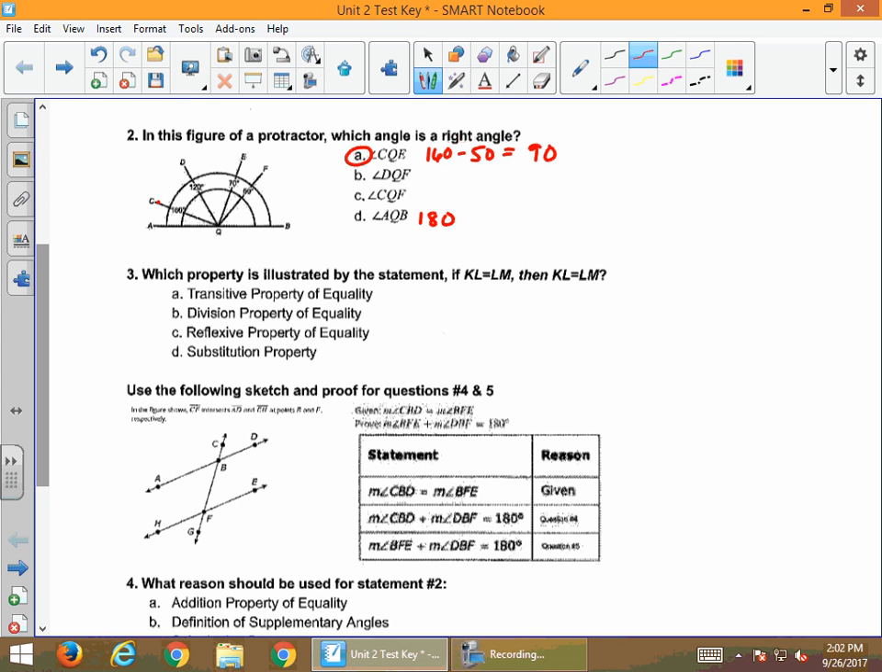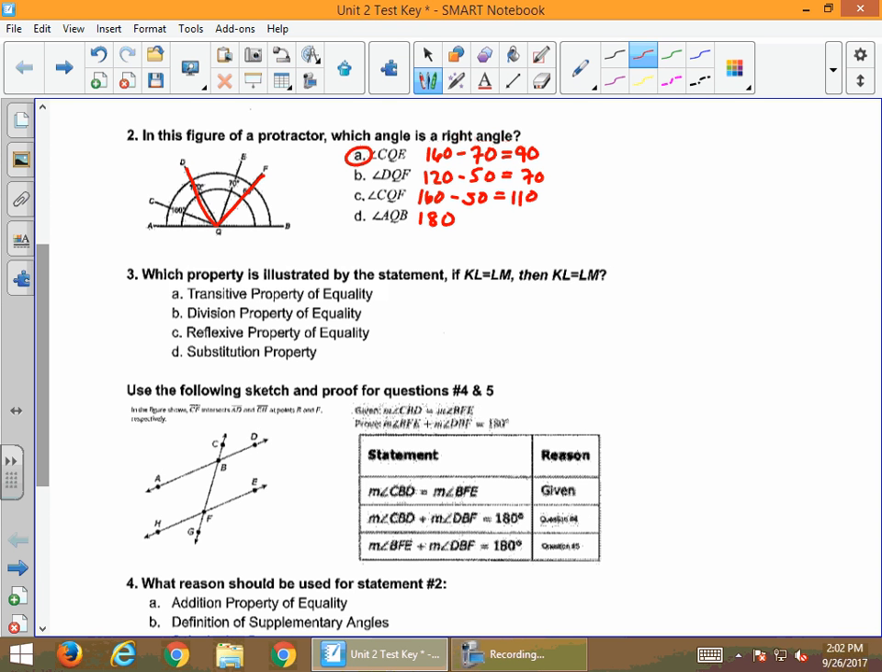Let's do C. CQF. I'm sorry, that is 160 minus 70 is 90. CQF. So the ray over there, QC, is at 160 minus the QF ray, which is 50. That equals 110. Glad I caught that. And then the last one, DQF. So D down to Q and then over to F. The DQ ray is at 120. The QF ray is at 50. 120 minus 50 is 70. And you're just looking for the one that adds up to 90, so that way you have a right angle.